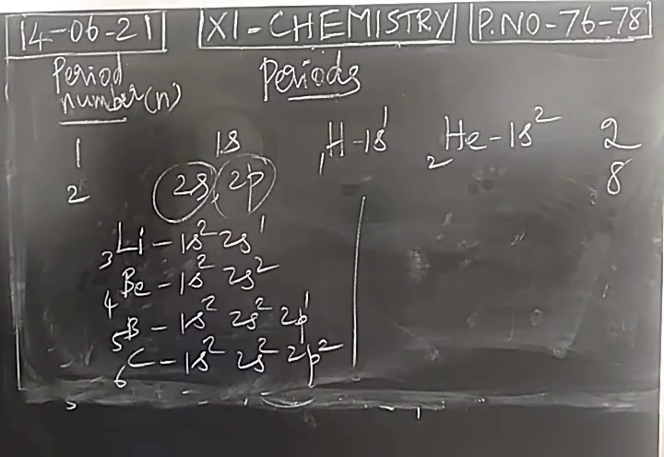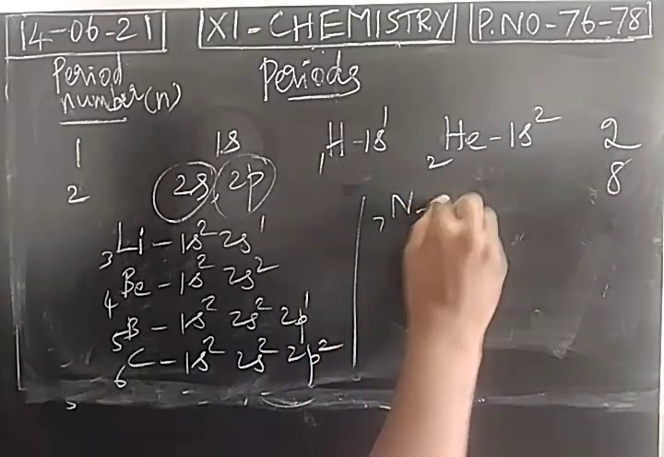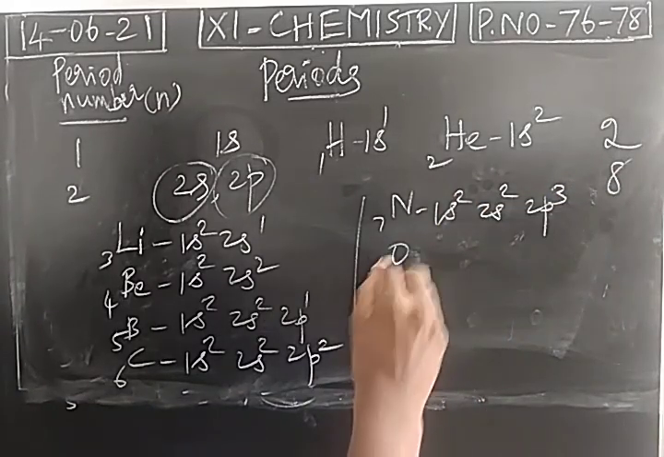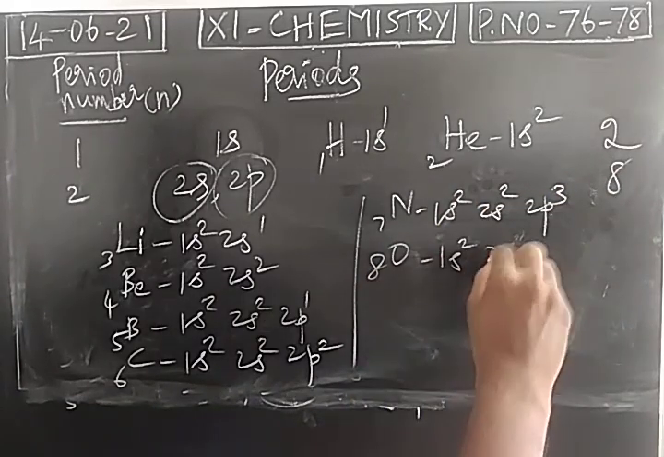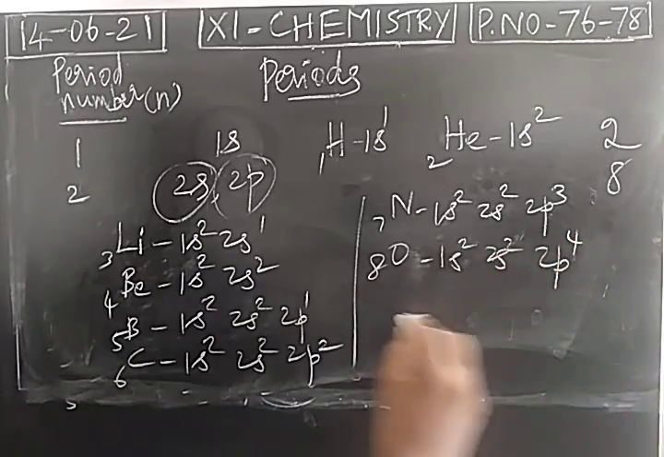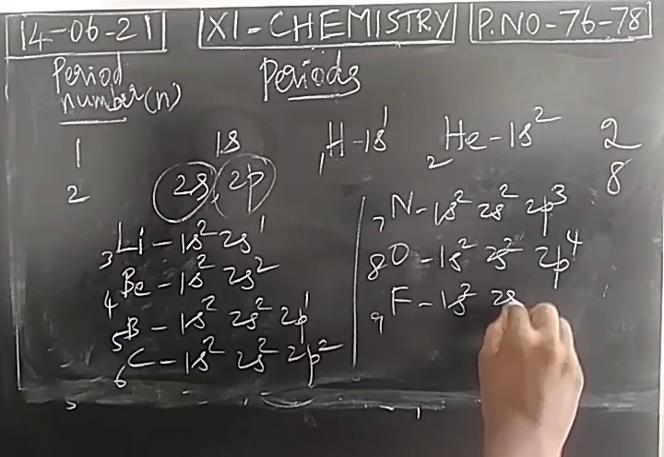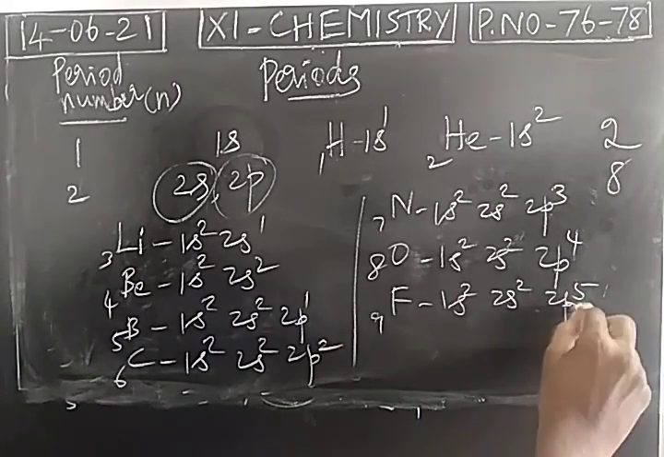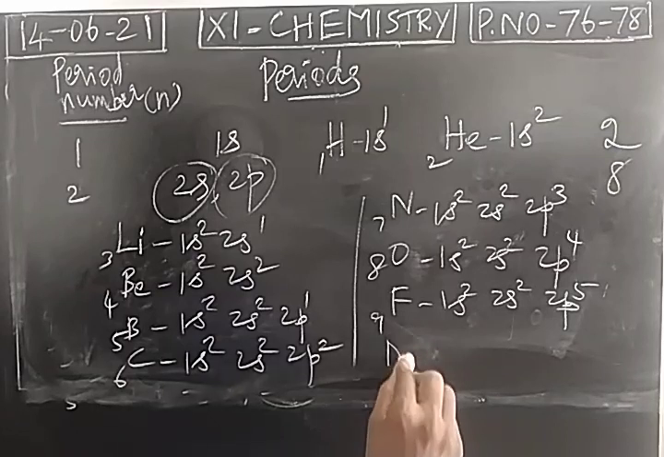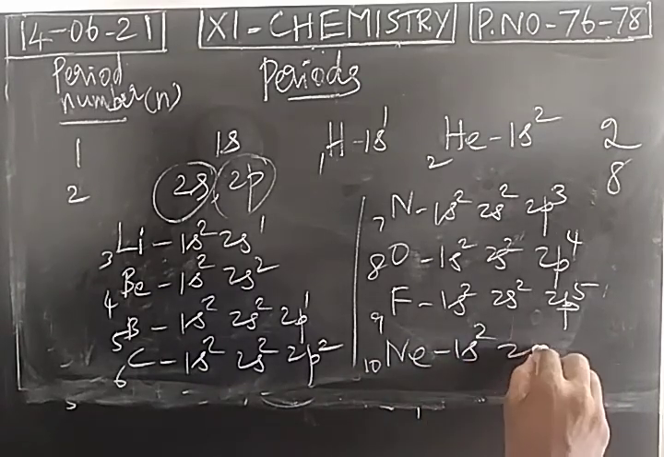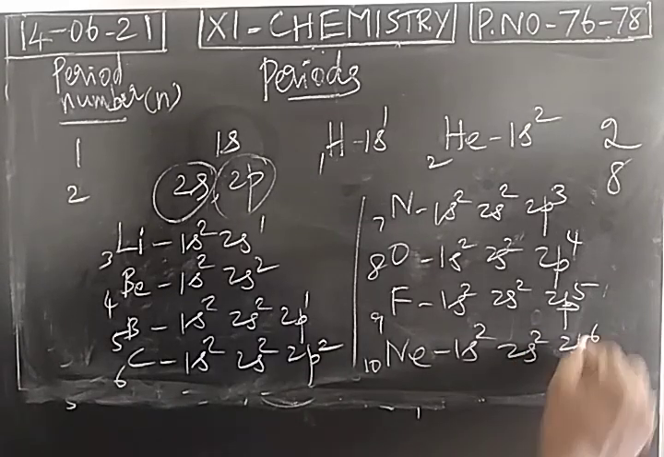The next, nitrogen, 1s2 2s2 2p3. Oxygen, 1s2 2s2 2p4. Fluorine, with atomic number 9, 1s2 2s2 2p5. Then the last element in the second period, neon, atomic number 10, electronic configuration 1s2 2s2 2p6.